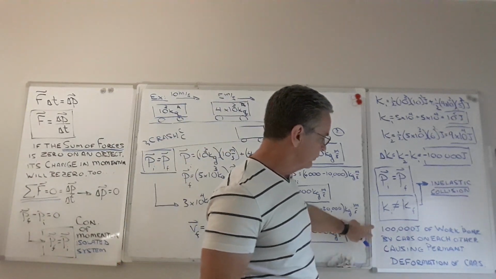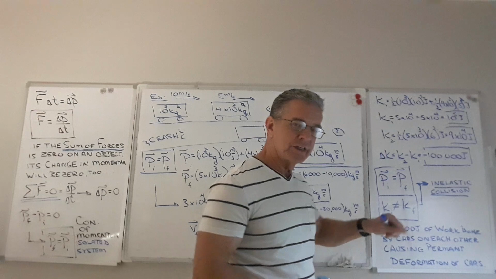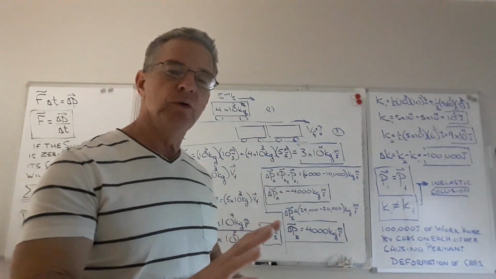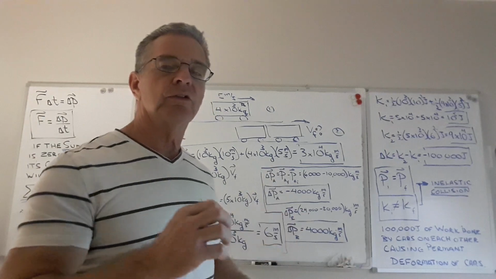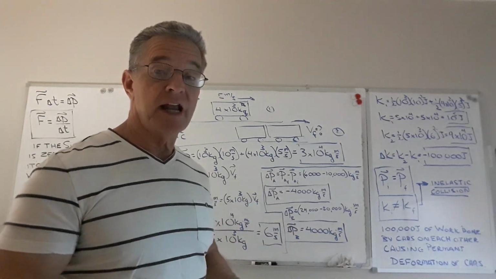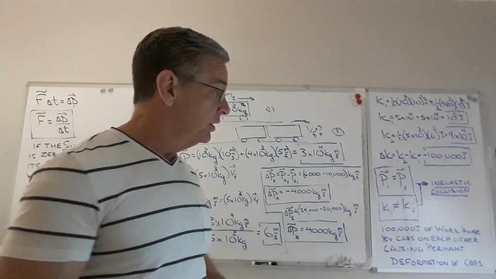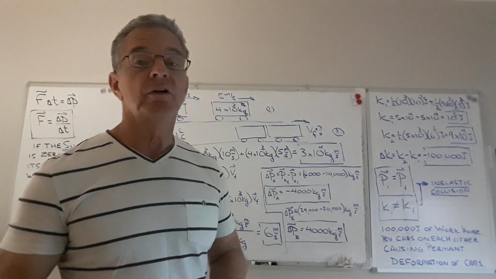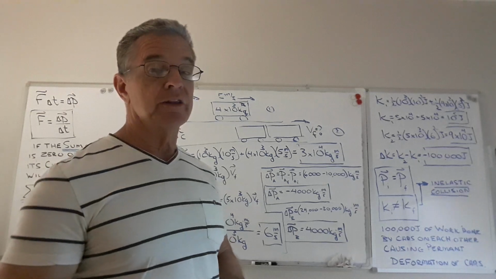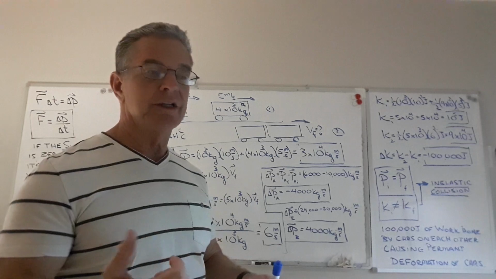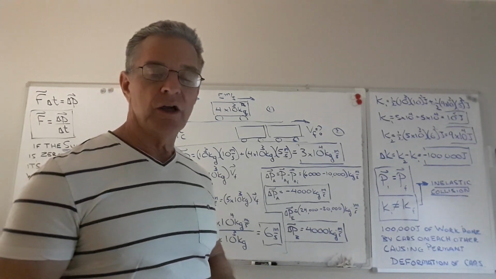Well, 100,000 joules of work were done by the cars on each other. Car 1 exerts a force through a distance on car 2. Car 2 exerts a force through a distance on car 1, doing permanent damage and removing some of the kinetic energy from the system. How much? 100,000 joules. So how much work is done by each car on the other in permanent deformation or permanent damage to the cars? 100,000 joules of work.